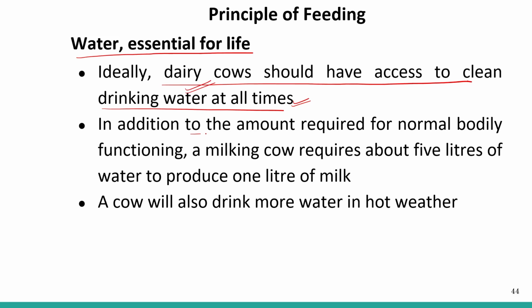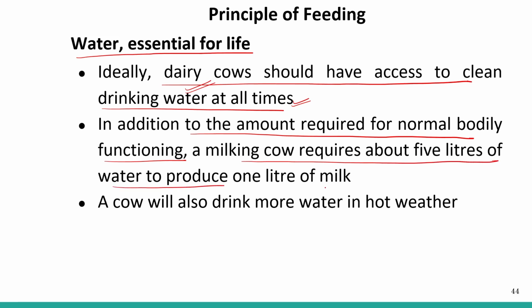In addition to the amount required for normal bodily functioning, a milking cow requires about 5 liters of water to produce 1 liter of milk. So for the production of milk, water is very essential. Here is one estimate: if we want 1 liter of milk, then our cow must be given 5 liters of water. A cow will also drink more water in hot weather to regulate her body temperature.